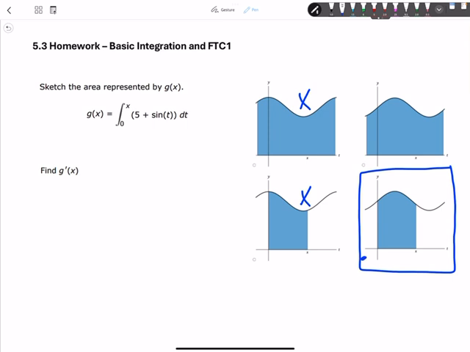So here we're going to use the first fundamental theorem of calculus. We're taking the derivative of the integral. So we refer to this as the do-nothing theorem, especially in this case where we integrate from a constant to a variable. Really all we're going to do is just replace the variables. So this will become 5 plus sine of x. And there's nothing more to it.